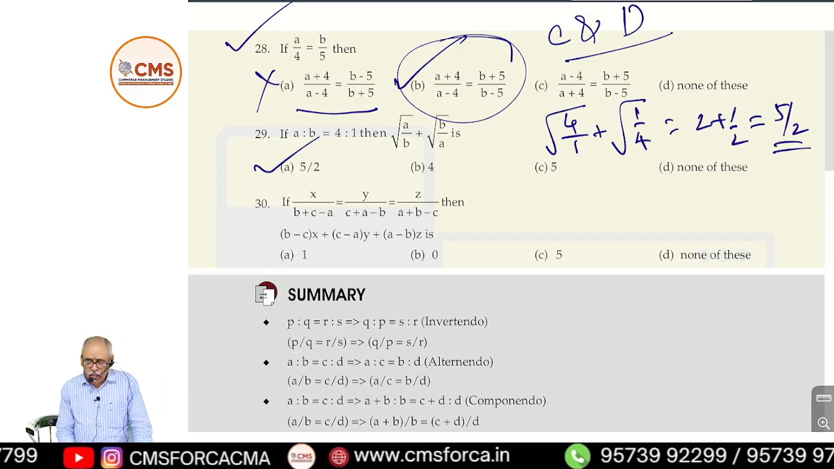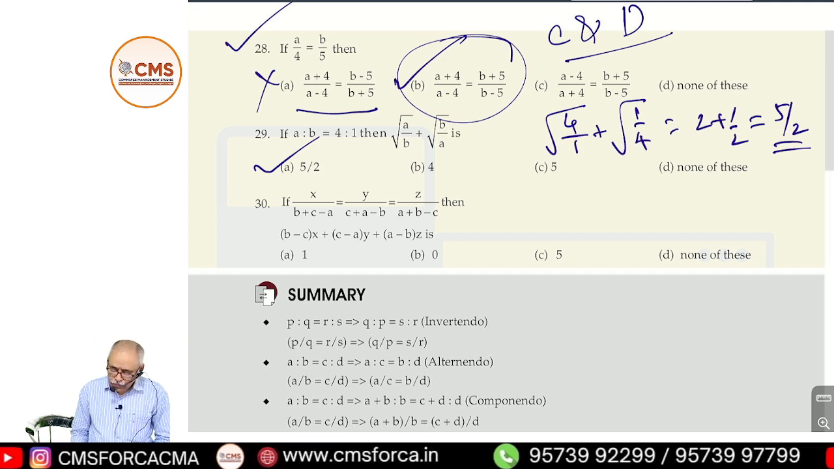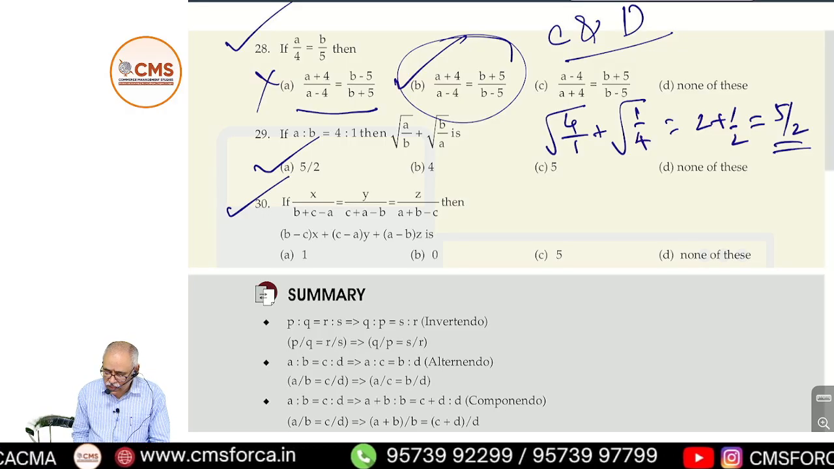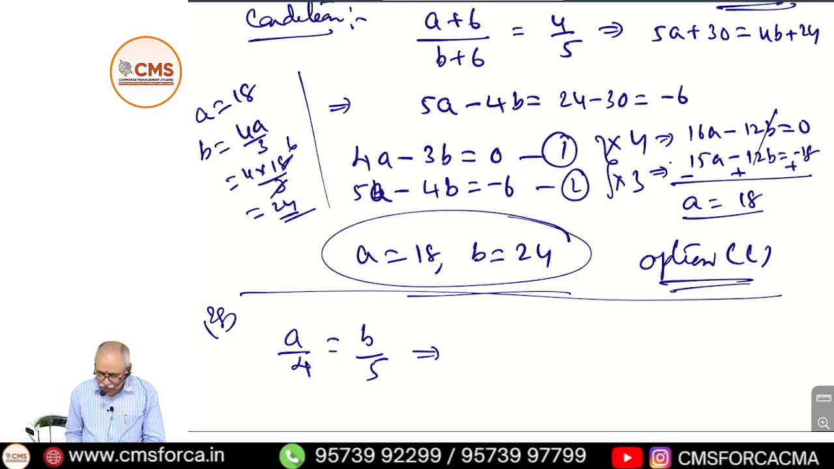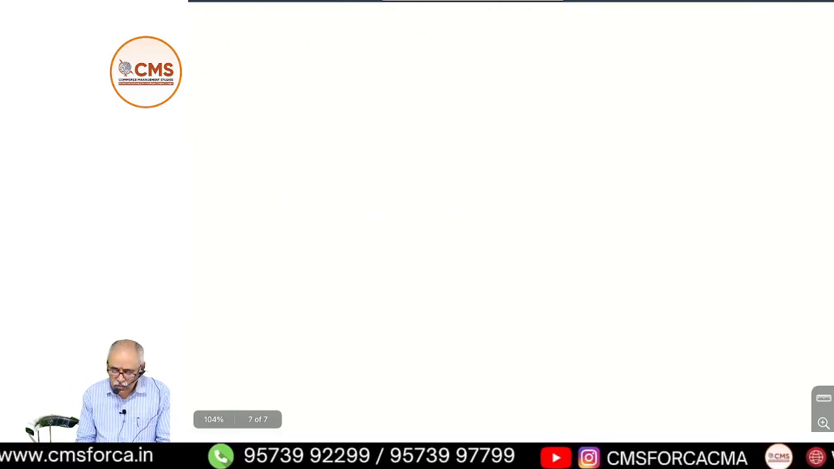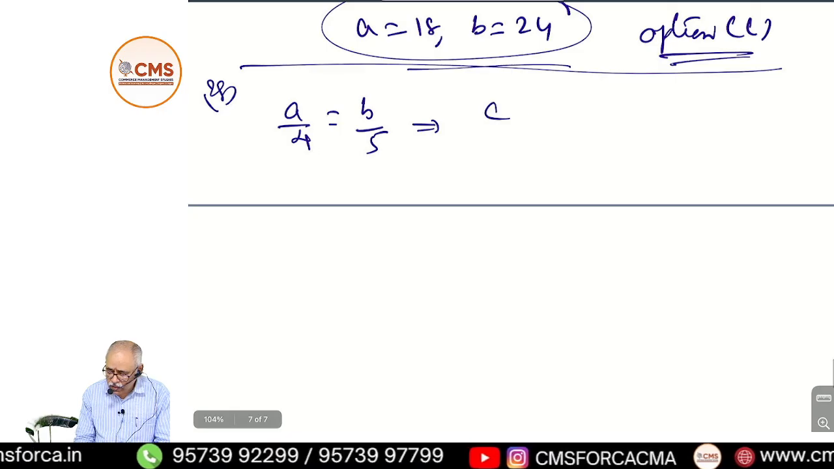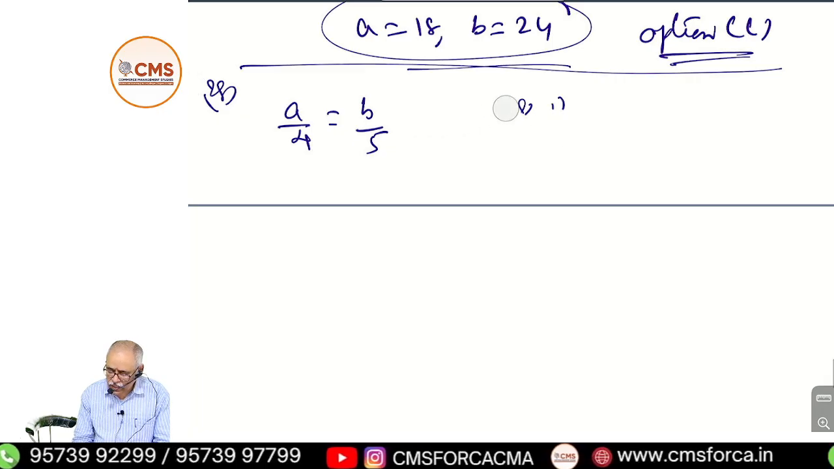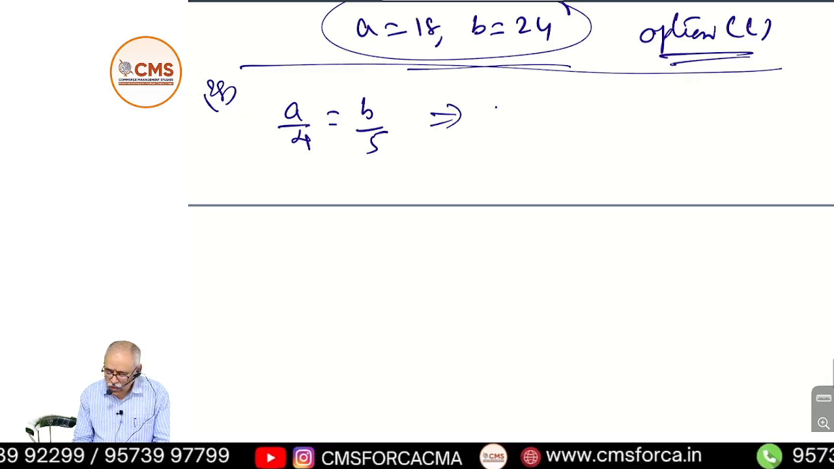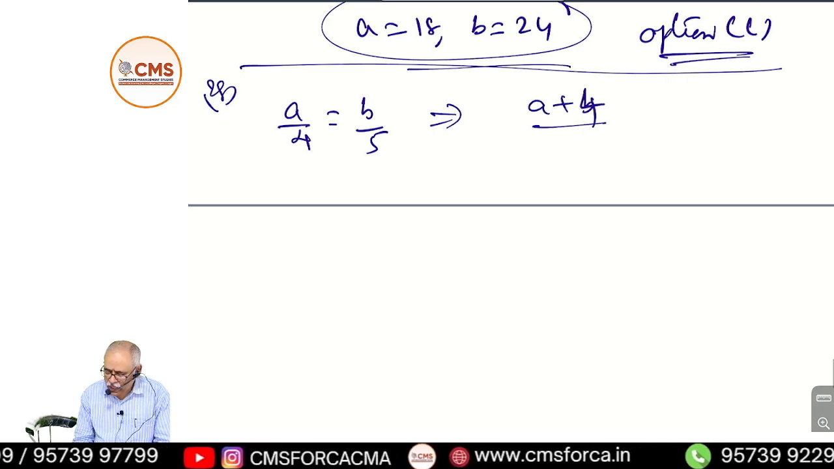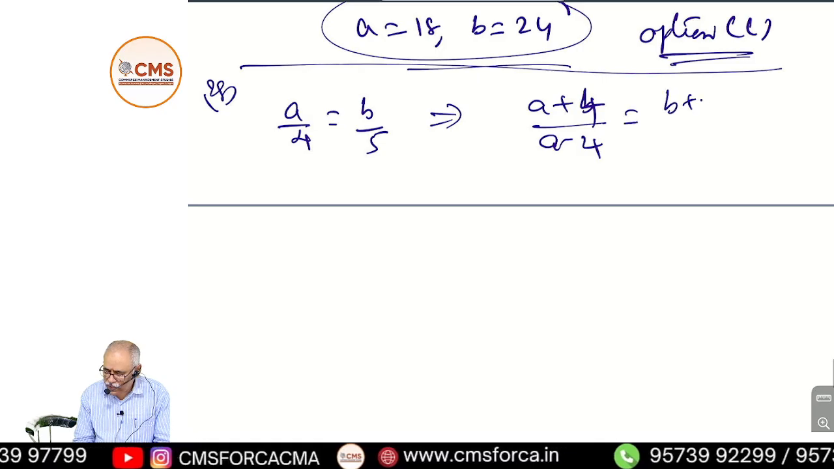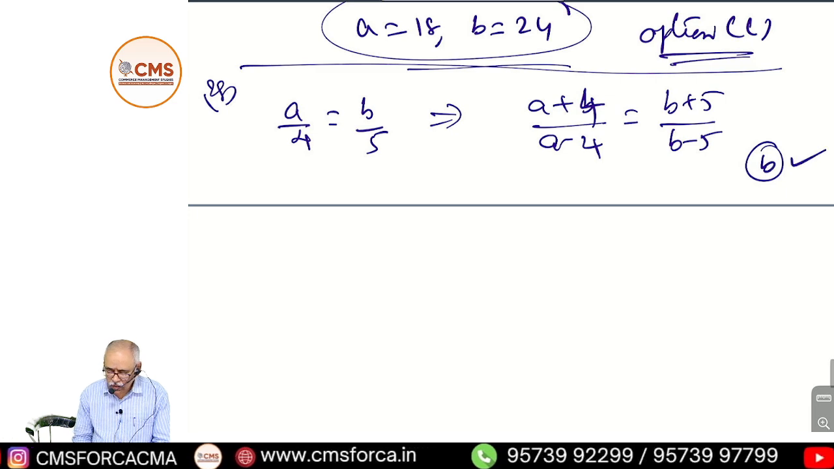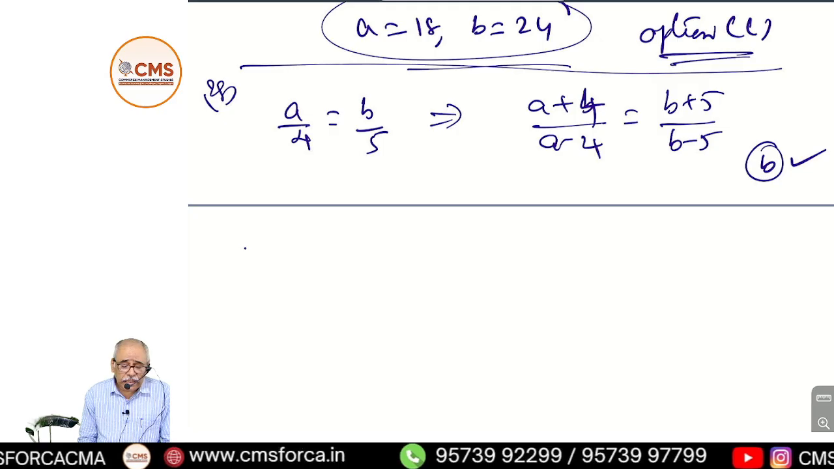Coming to third one, here let us see this. 30, question number 30 we will see. What answer you are going to get? Let us observe. Here I did not write because if you apply C and D here, by C and D, here what we got? A plus 4 by A minus 4 equal to B plus 5 by B minus 5. Option B correct. 29 we did. 30 let us see.